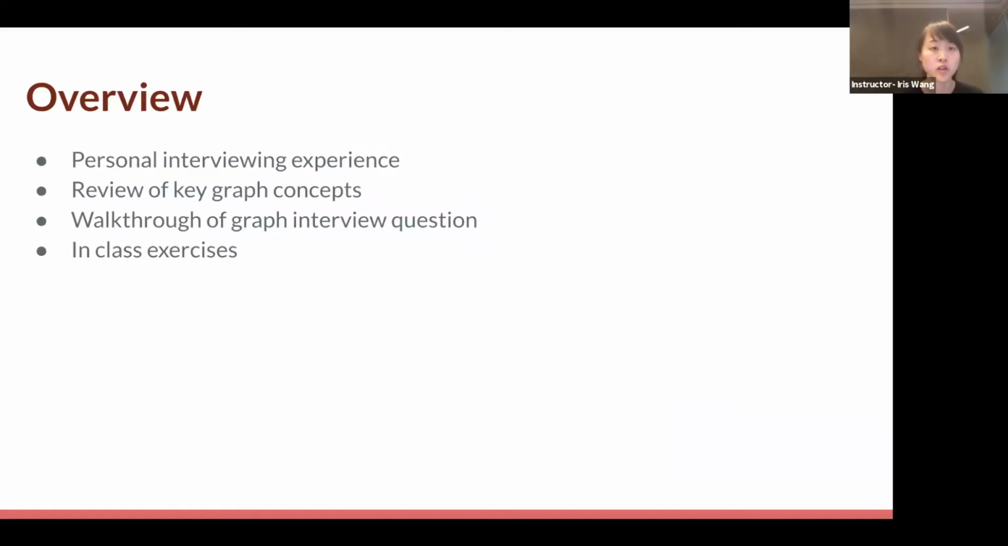And then we'll briefly cover a lot of the key graph concepts that I think you guys should know. There aren't too many, but it's good to know the terminology, and we have guides on these. While I'll be going through them pretty quickly, if there's anything that you're not so sure about, I'd highly recommend going through the guides. And we'll do a walkthrough of a graph interview question that I picked out, and then we'll wrap up with some in-class exercises where you'll work in pairs. They'll be pair programming type exercises.